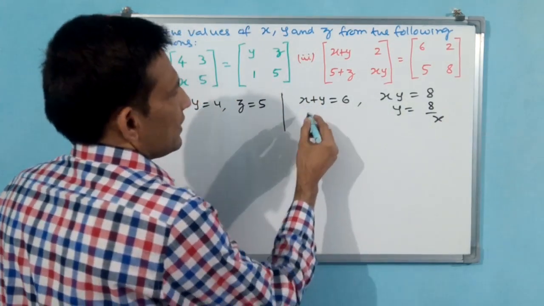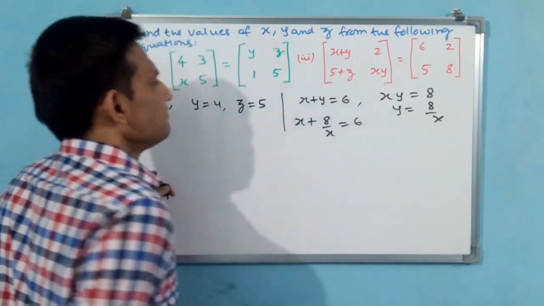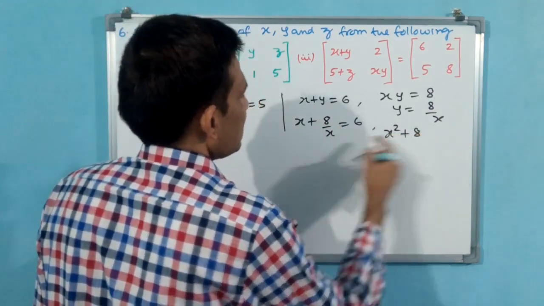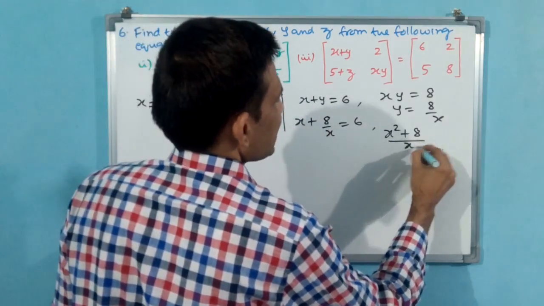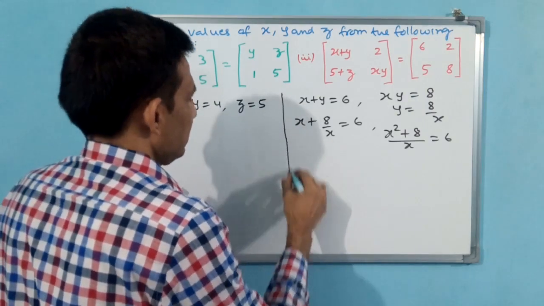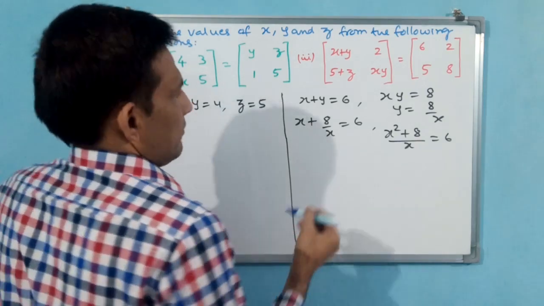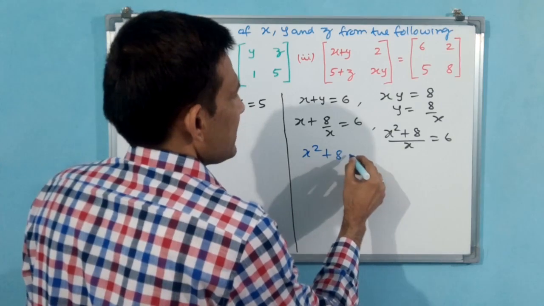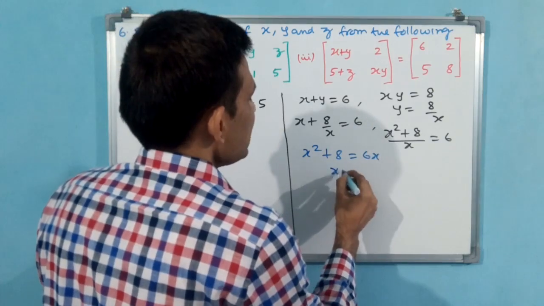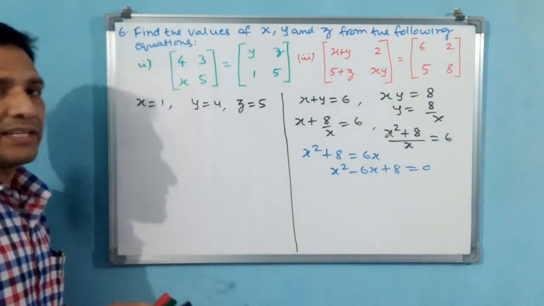Now you substitute here. x plus y, that is x plus 8 by x is equal to 6. Then x square plus 8 divided by x is equal to 6. x square plus 8 is equal to 6x. Or else, finally x square minus 6x plus 8 is equal to 0. This will be your final quadratic equation.